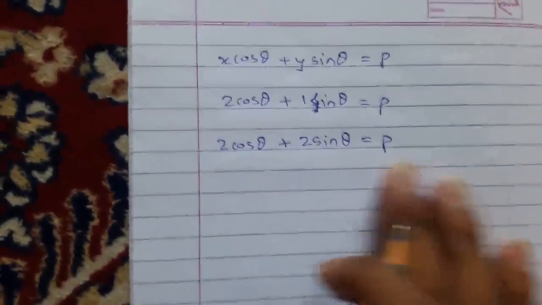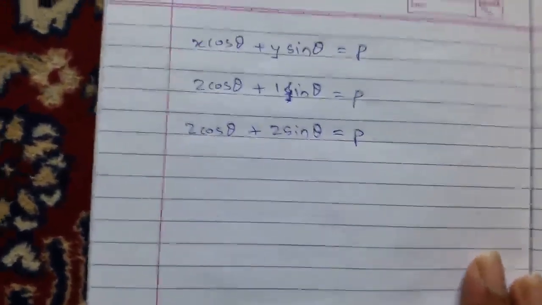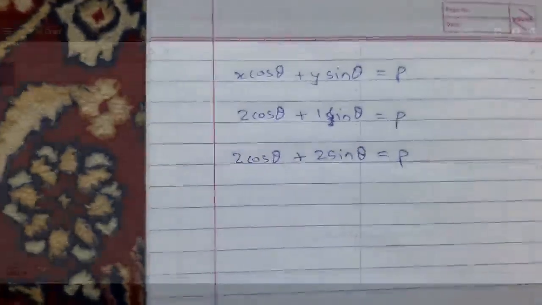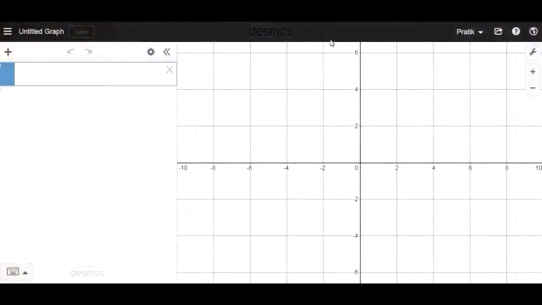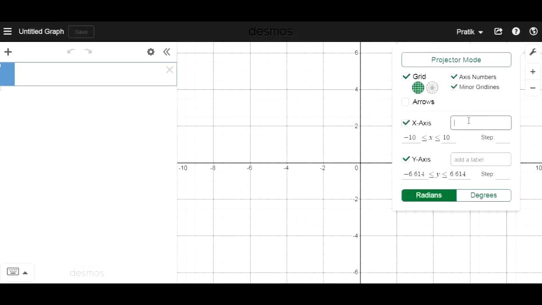These are nothing but sinusoidal curves. Let us see how they look, and let us see how they will give the answer that we need. Since these are curves that we are going to plot, I am going to use Desmos. This is a free software available online to plot these two curves, and let's see what happens. First let me give a label. The x-axis is theta and the y-axis is p.